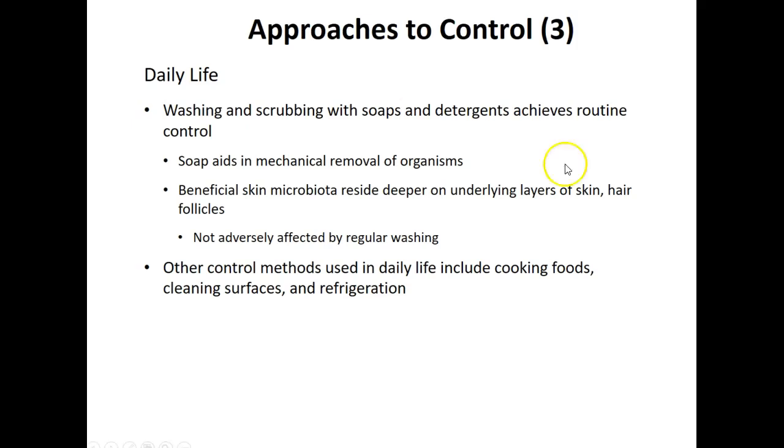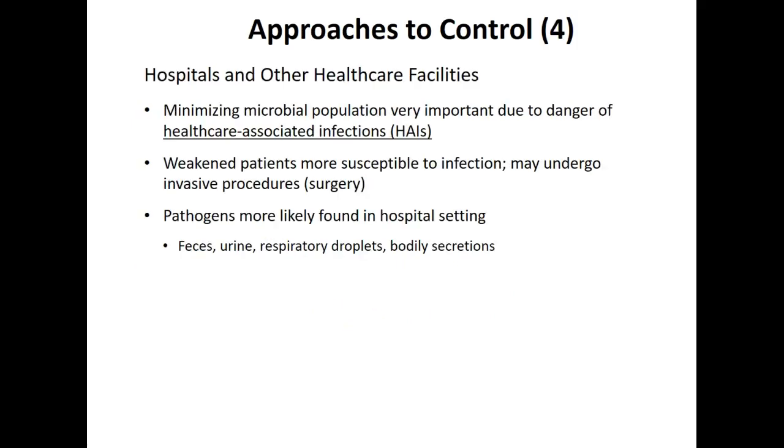You can see other control methods are used daily. Heating foods, for instance, is a way to help control the microbial count. We clean surfaces and also use refrigeration. Hospitals, as I mentioned to you before, are where we really try to prevent what we call nosocomial or healthcare associated infections. Hospitals are like prime breeding grounds for most pathogens, because when you're sick, that's where you go. So the pathogens are there.